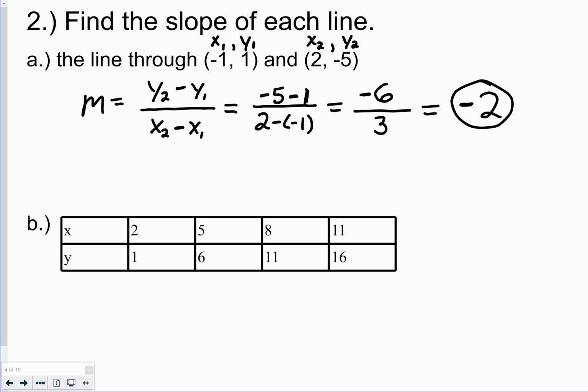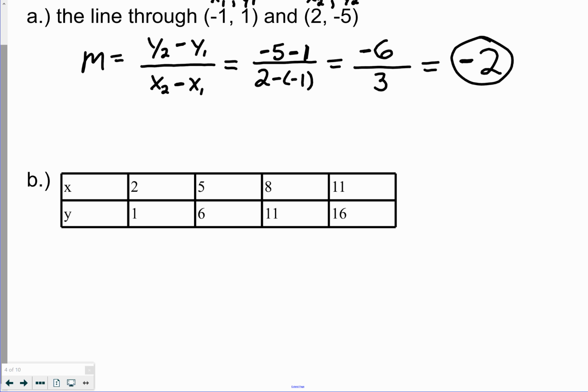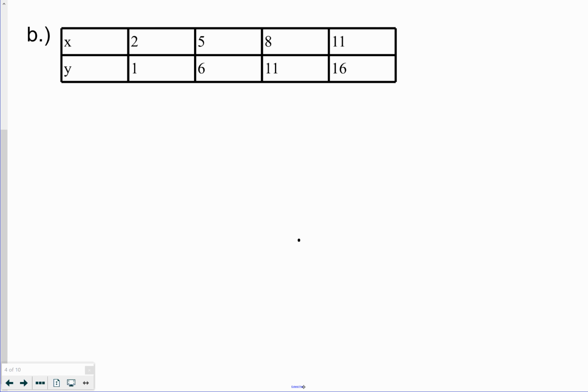Now in this problem, they only gave us 2 points. But look at problem B. How many points do we have in problem B? We have 4 different ordered pairs. Very good. So when you find the slope for this one, you have options. I'm going to let Anna decide. What 2 points do you want to use? Okay, 5, 6, and 8 and 11. Excellent. How'd you choose those?